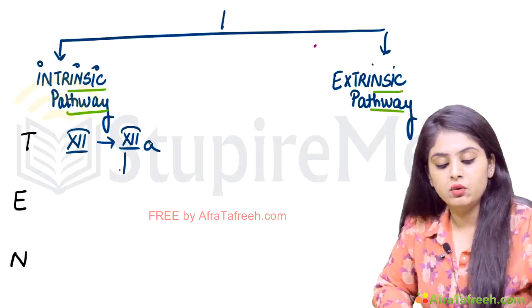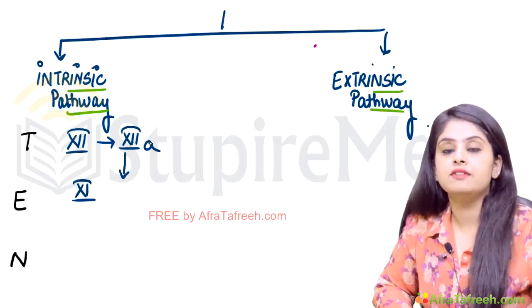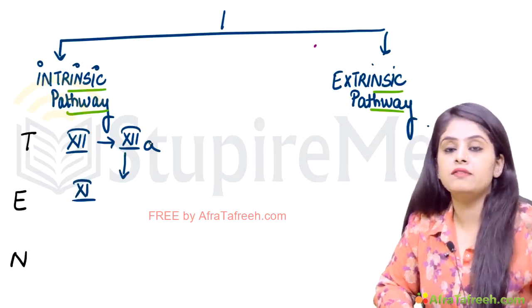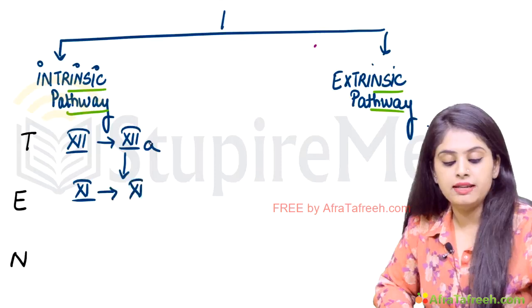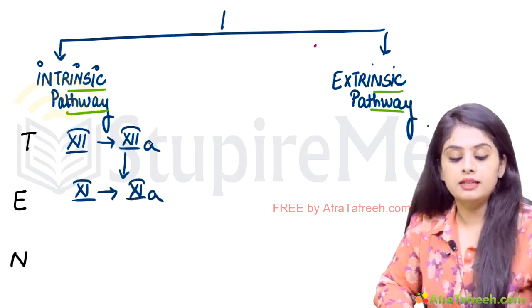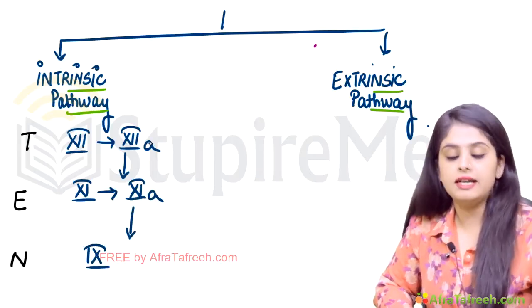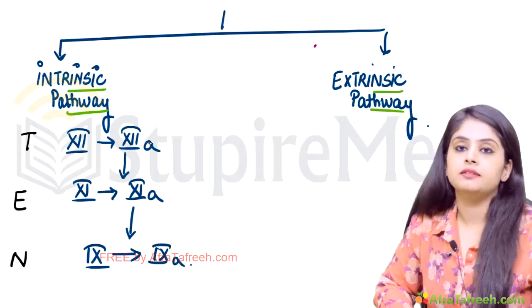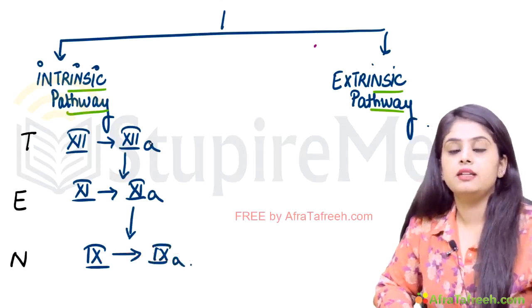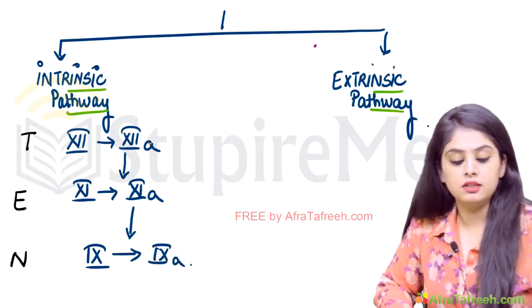This in turn will go and activate factor number 11. So T was for 12, then E is for 11. 11 into 11A. That in turn will go and activate factor 9 into 9A. So 10, 12, 11, 9. That is how we are going to remember.